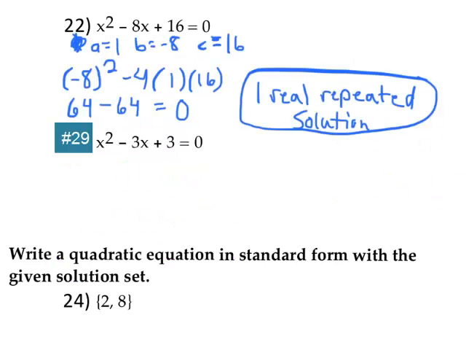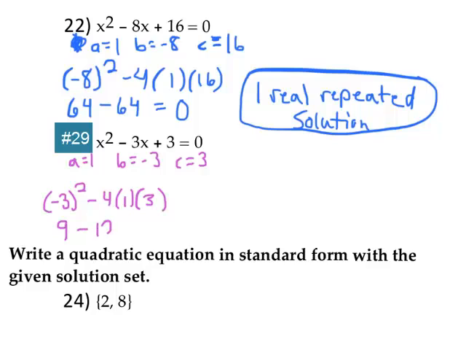And last one for the discriminant. This would be a equals 1, b equals negative 3, c equals positive 3. So we do negative 3 squared minus 4 times 1 times 3. So that's 9 minus 12, which is negative 3. Since that's a negative number, that means I have two imaginary solutions.